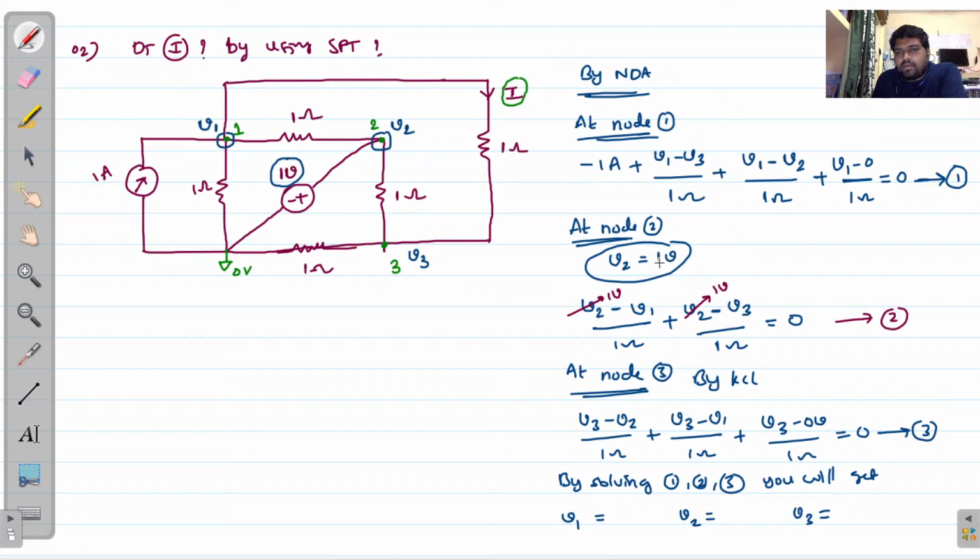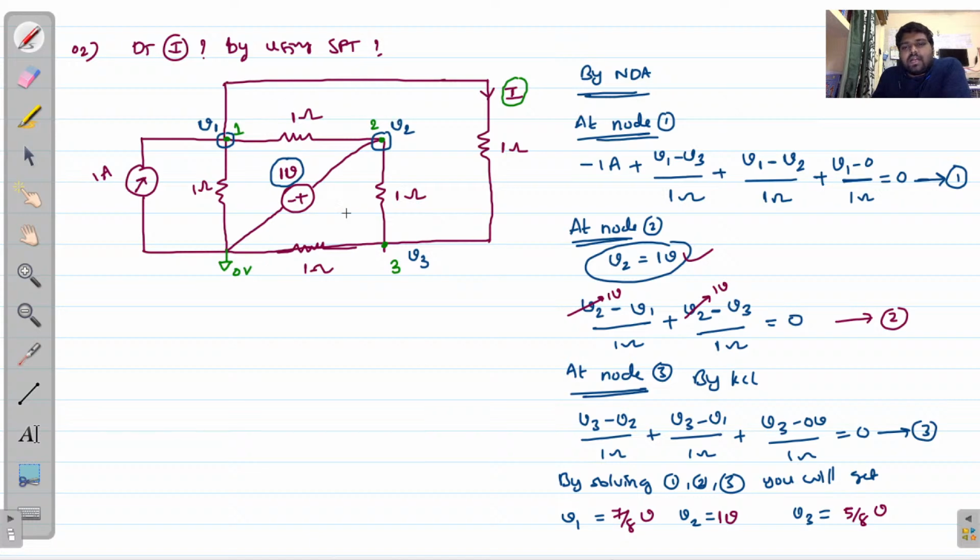You have V2 equals 1 volt, so you can substitute 1 volt here. If you substitute this V2 value in all three expressions, you will get V1 as well as V3. So V1 equals 7 by 8 volts and V3 equals 5 by 8 volts. Once you simplify, you can evaluate these values. I got 7 by 8, 1 volt, and 5 by 8 volt. This is the way you have to evaluate the voltage values.